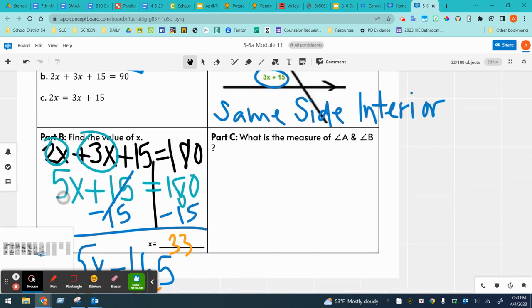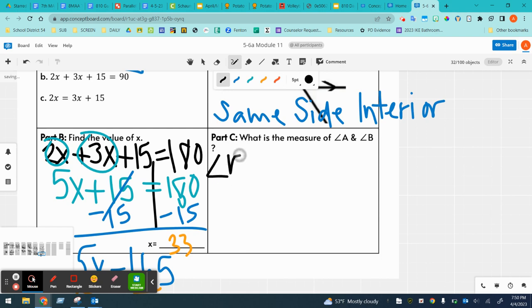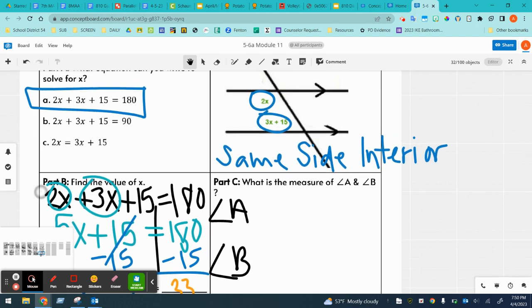Okay, step 3 or part 3. It's saying, what is the angle measure of angle A and angle B? Okay, now if you look at my paper, we don't have angle A and angle B listed up on my concept board, but I know that on your paper, we see that we have angle A and angle B listed very nicely.